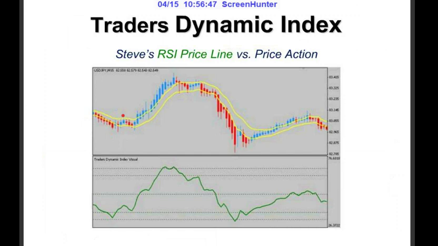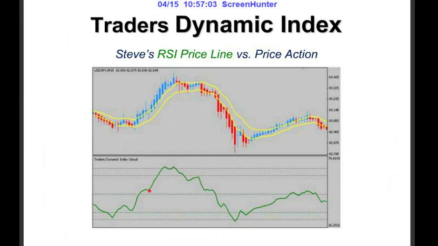Okay? But just taking my setup that I use, you could enter in a long right in this area as we're breaking out right in this area. And it makes a nice little push all the way up. And here, once we get above the 50 line, it takes a little bit of a rest, but there's no indication to exit the market, and it makes another strong push to the upside.